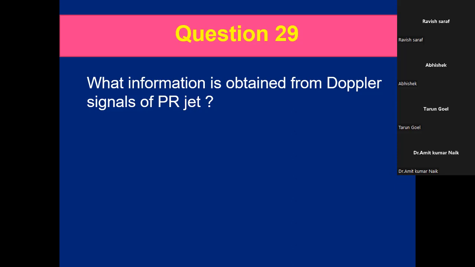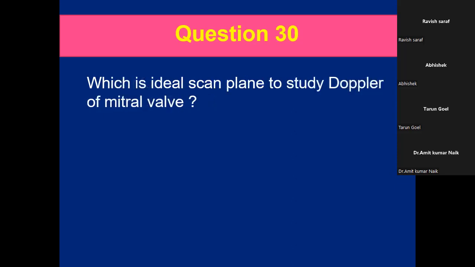Great. I shift over to Sumit now. Yes, sir. Ideal scan plane for Doppler of mitral valve. Ideal scan plane. Sir, four-chamber view. I did not understand the question, sir. Look at the words ideal scan plane to study Doppler of the mitral valve. There are two parts. One is 2D, second is Doppler. In which particular scan plane will you study the Dopplers of the mitral valve?